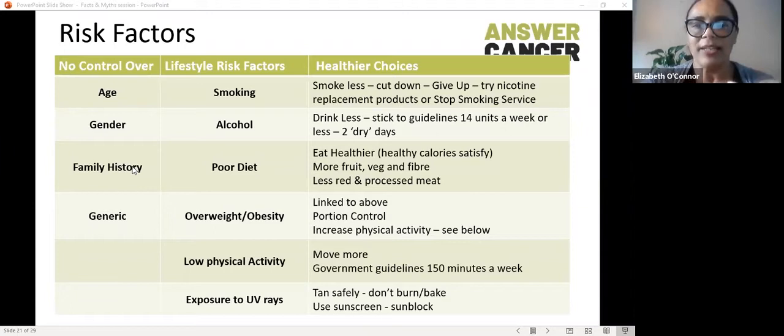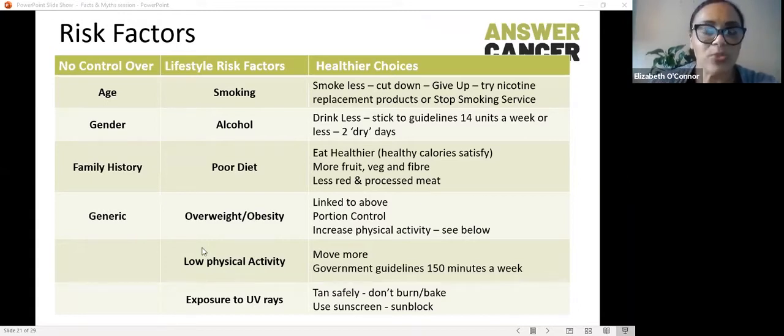Sorry about the chart. The first column, the no control over, reads downwards, and then the other two columns, lifestyle risk factors and healthier choices, they read across. So there is a correlation between them, but there's not a correlation between all three. So apologies about that. I couldn't get the information in a chart the way I wanted it, so I've done it this way. So let's have a look at some.